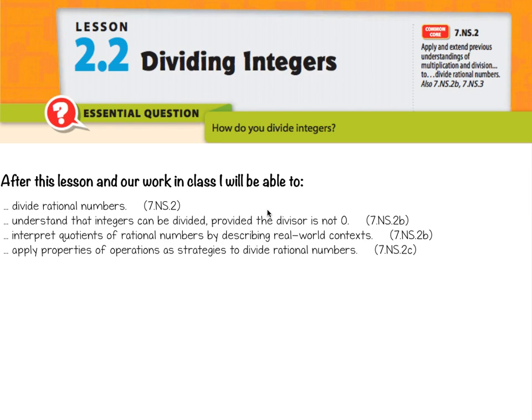Welcome to lesson 2.2, dividing integers. Today we're going to talk about dividing rational numbers, more specifically integers, and understand that integers can be divided provided that the divisor is not 0, and then interpret quotients of rational numbers by describing real-world contexts, and apply properties of operations as strategies to divide rational numbers.